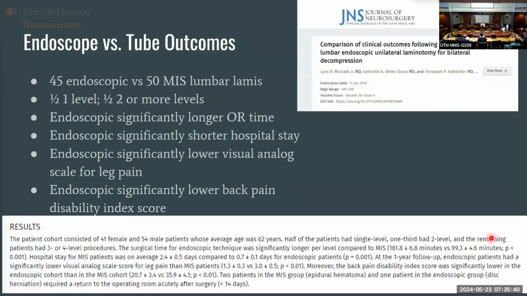So how does it compare? A study that came out of the University of Washington while I was there.